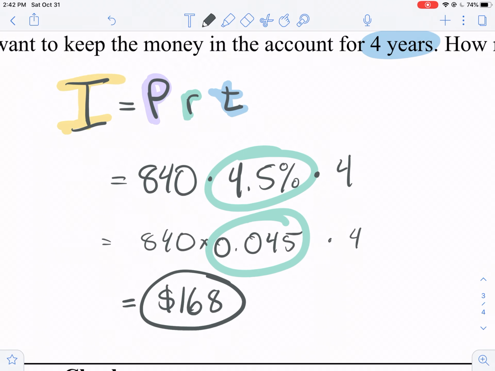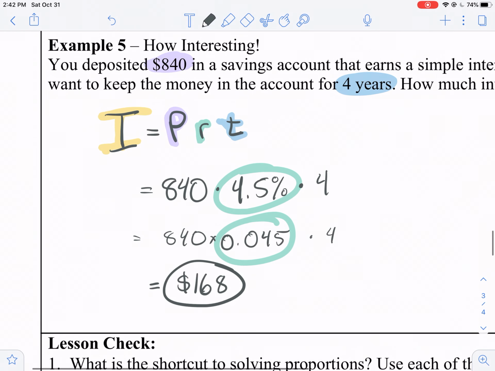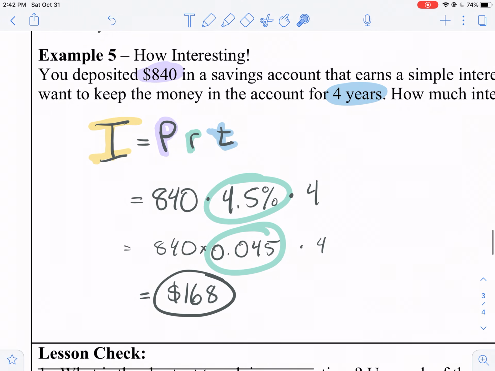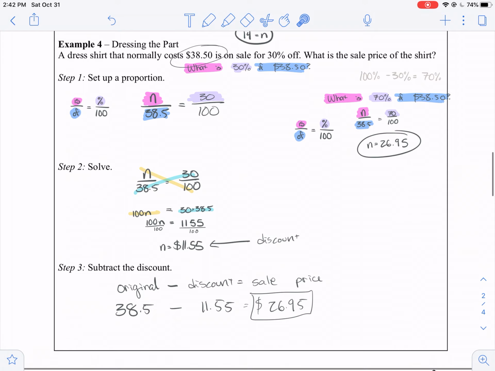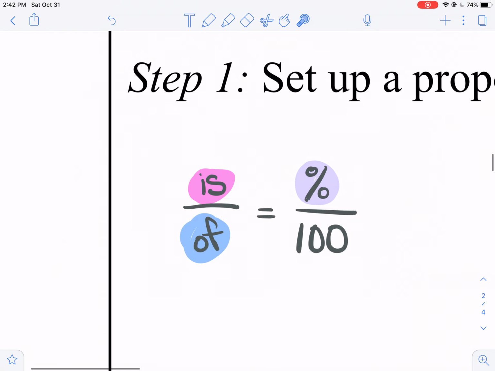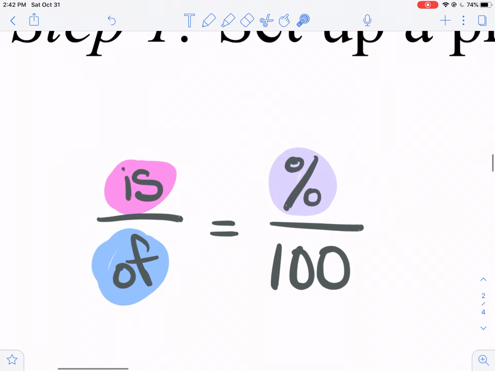That's so good. So remember to write your rate as a decimal, even if it's given in a percent. And is over of equals percent over 100. This is your key idea of the day. Love it. Write it on all your homework. Put it in every single problem. And have a great time on your assignment.